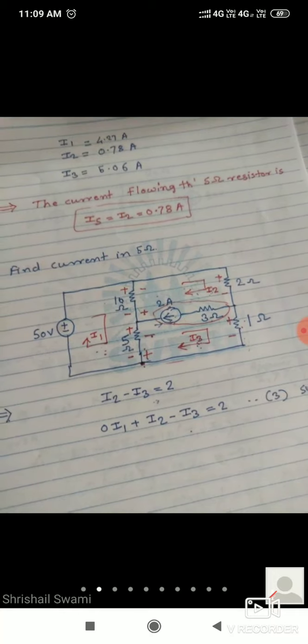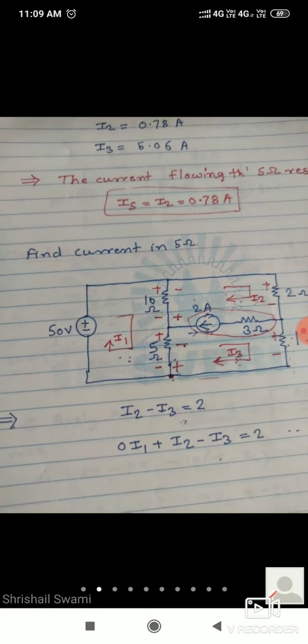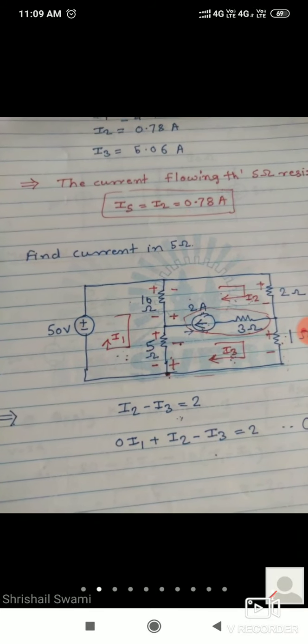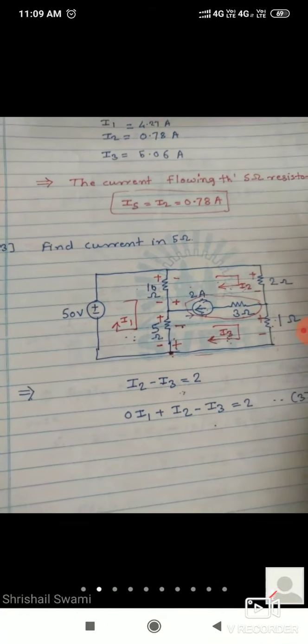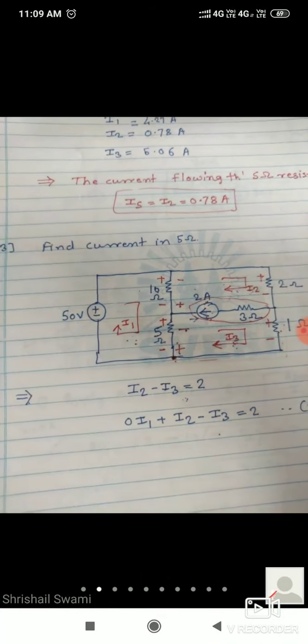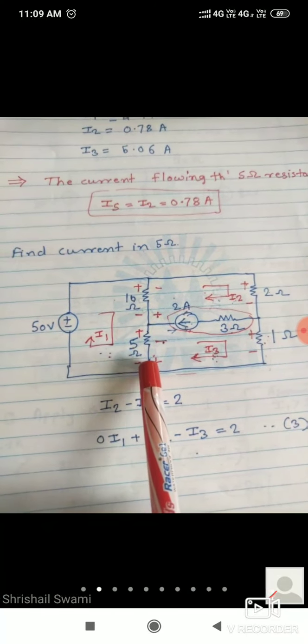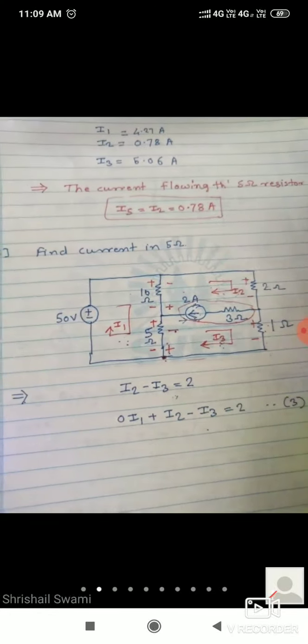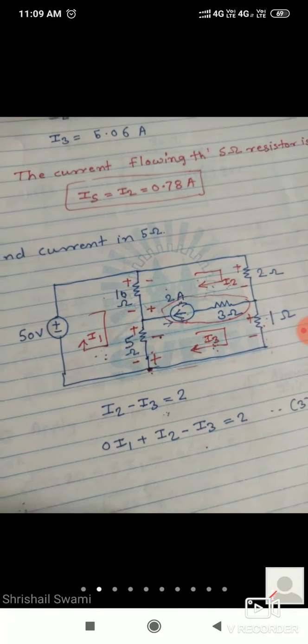Now we'll continue with this same problem. If anyone solved it, check the answer: the current passing through the 5 ohm is 4.66 ampere. 4.66 ampere is the answer for the current passing through the 5 ohm. So the 5 ohm is present here. We will solve by super mesh analysis. So forget about these two steps. I will start from this one.